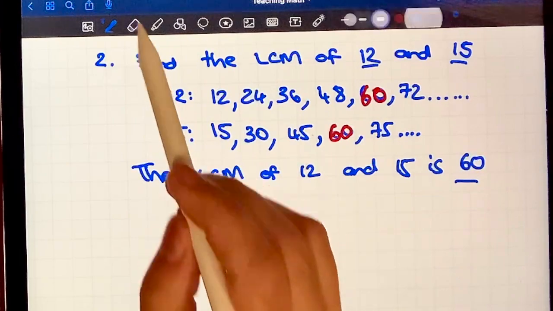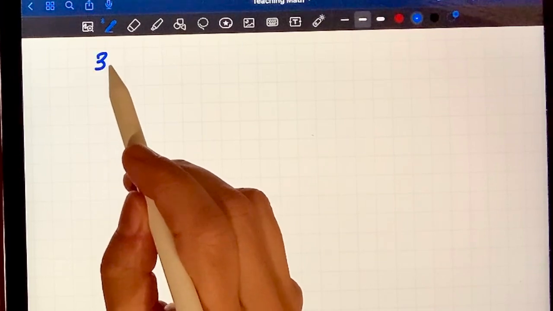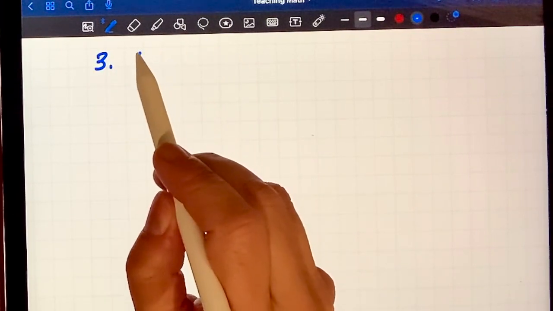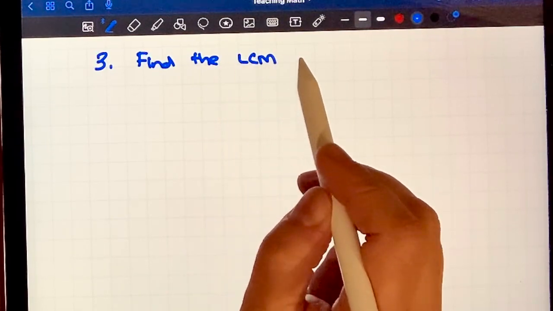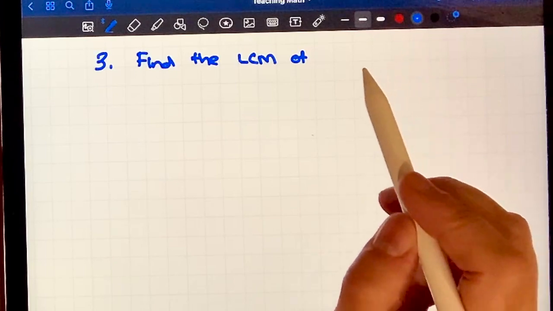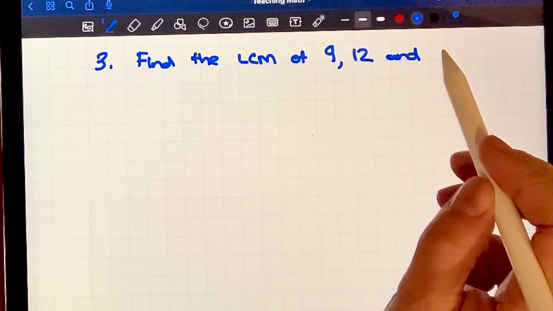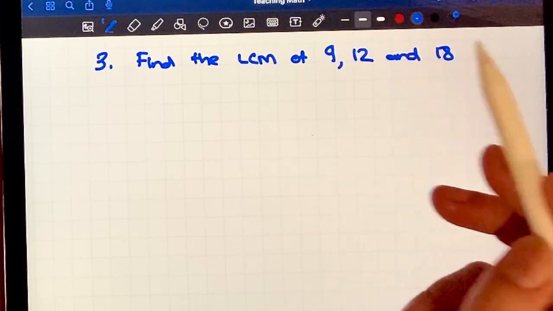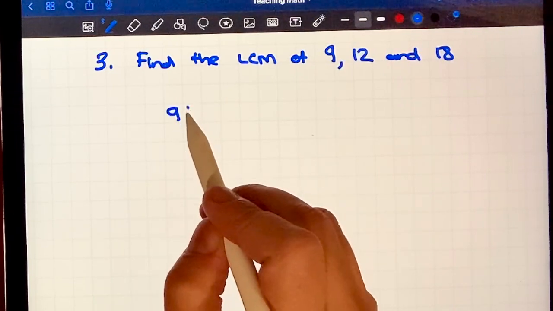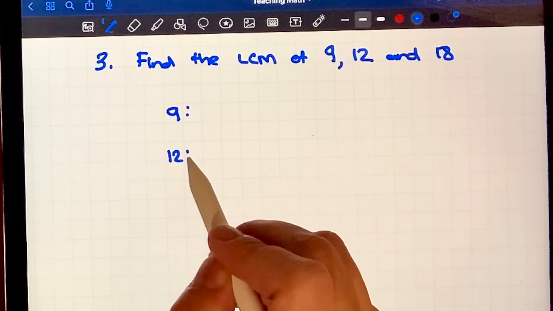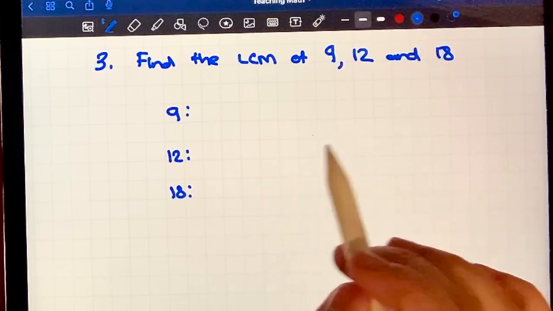Let's move on to example number 3. This time they want us to find the LCM of 9, 12 and 18. Now we're working with 3 numbers, but that's okay. It doesn't actually change the way we do it. We still follow the same method or strategy.